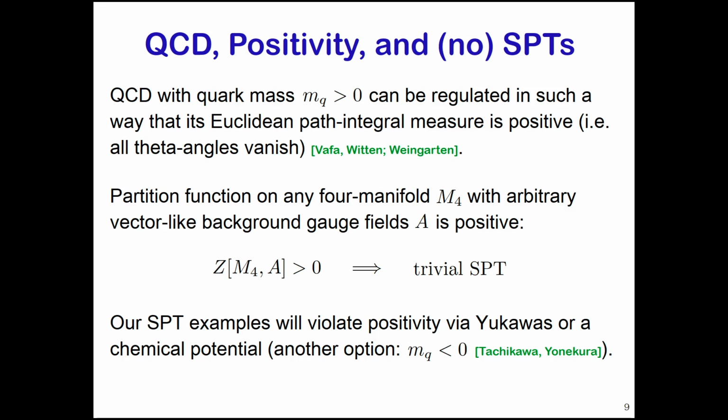We'll add Yukawa couplings by hand in one model. And in the other model, we'll turn on a chemical potential. Another option is to consider the case of negative quark mass. That was done by Tachikawa and Yonekura a few years back. But I will not consider that here.